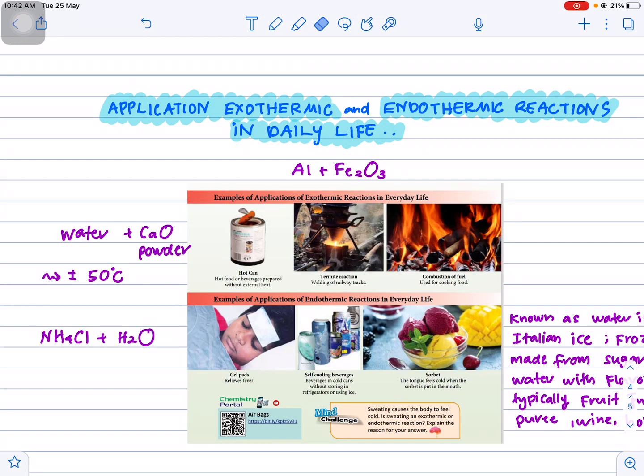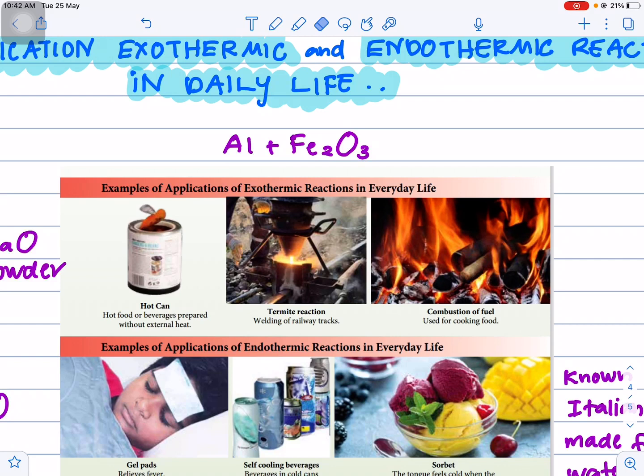So today we're going to continue our topic thermochemistry with the application of exothermic and endothermic reaction in daily life. Look at the first example, an example of application of exothermic reaction in daily life. As we know, an exothermic reaction is a reaction that releases heat to the surrounding. As the effect, when this reaction releases heat to the surrounding, the temperature of the surrounding will rise. Based on this idea, we have the hot can.